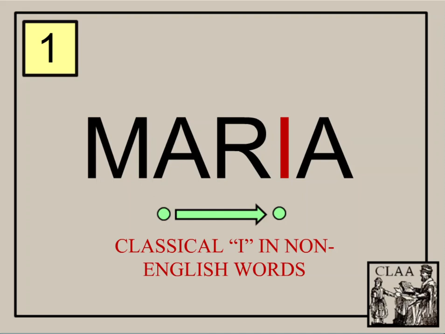Maria. This is a word that comes from Latin but is used in English. The letter A is read with the sound A, and the letter I is read with the sound E. Maria. This is the first sound made by the letter I in English.